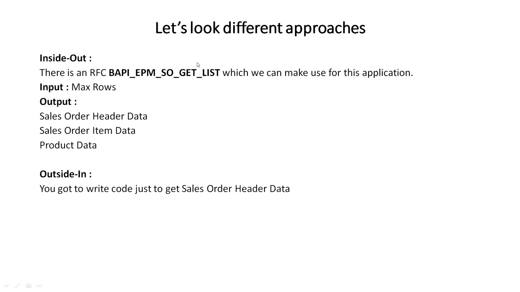So instead of using this function module, we are going to write a piece of code which will only give us sales order header data instead of the sales order item data and the product data. Okay, so let's see the performance statistics when we use the function module versus when we write a piece of code which just does our job.